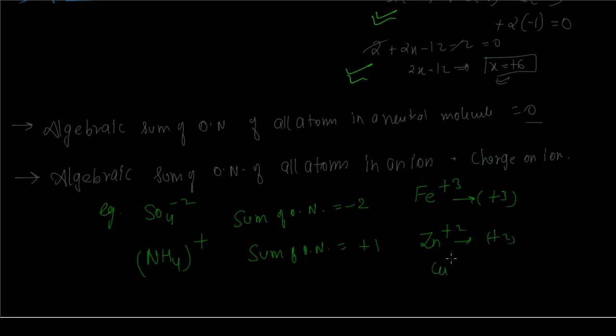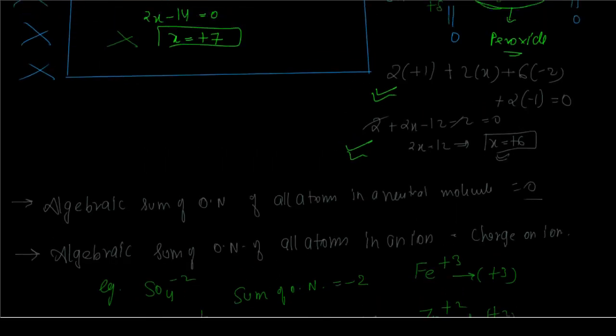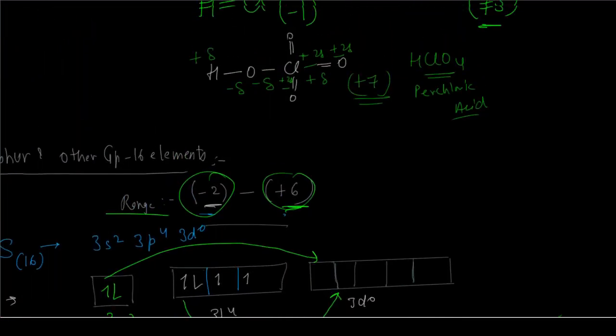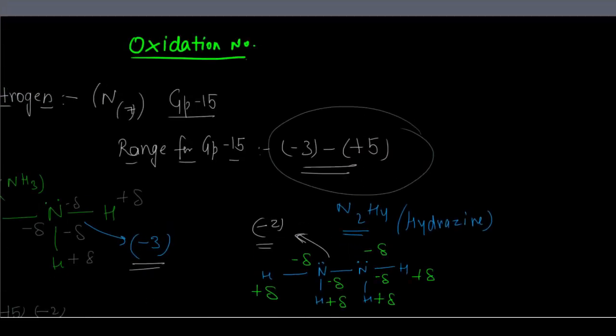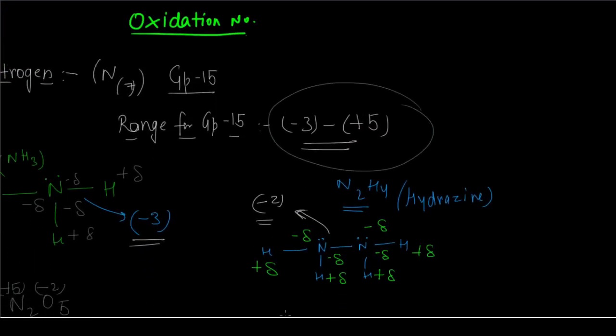If you're taking cuprous ion, it will be plus 1 for copper. If you're taking cupric ion, plus 2, again plus 2 for copper. So basically the charge on the ion will be the sum of oxidation numbers, or the oxidation number of that particular element if it's a monoatomic ion. Clear? So with this, we are done with all the rules for oxidation number left after the last video.